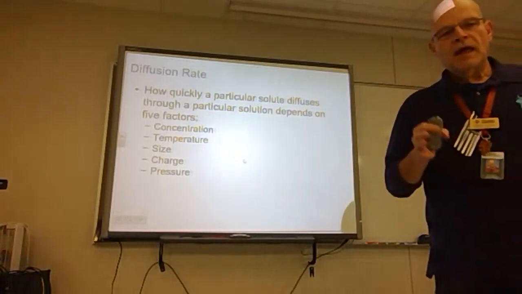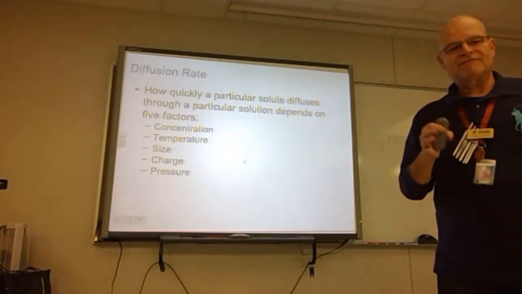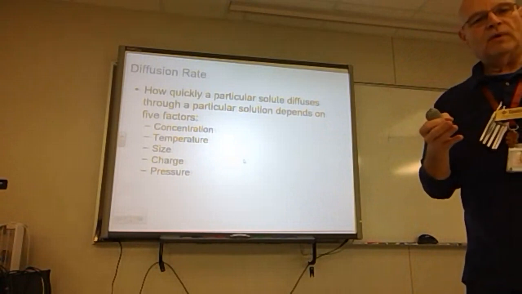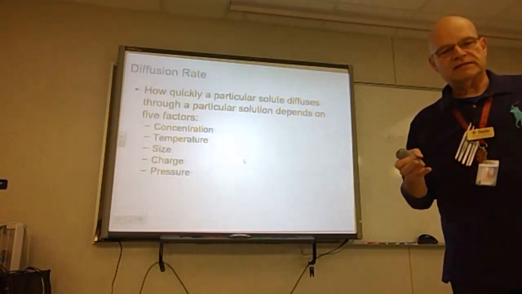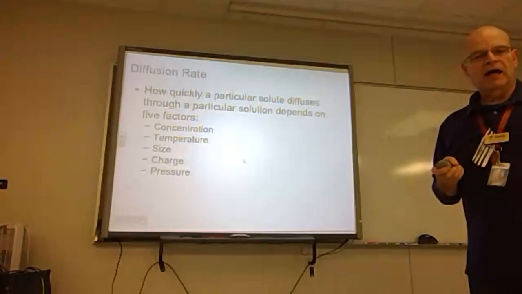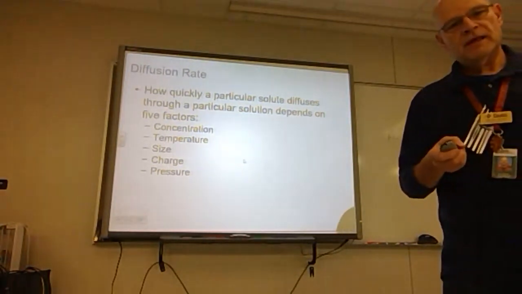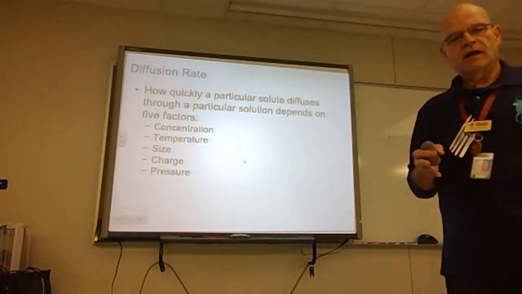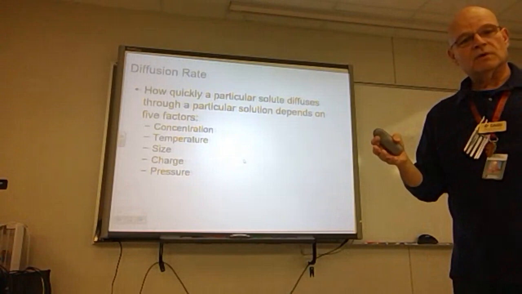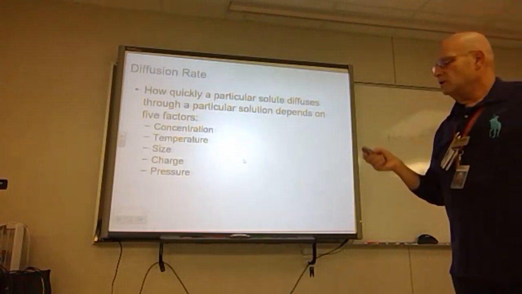Temperature. Warming things makes diffusion happen faster. So you elevate the temperature slightly and you elevate the process of diffusion. Particle size, again, large things tend to move slower than small things. And when you're diffusing, again, you're having to make your way through a medium of some sort. The smaller you are, the easier it is to find a path.